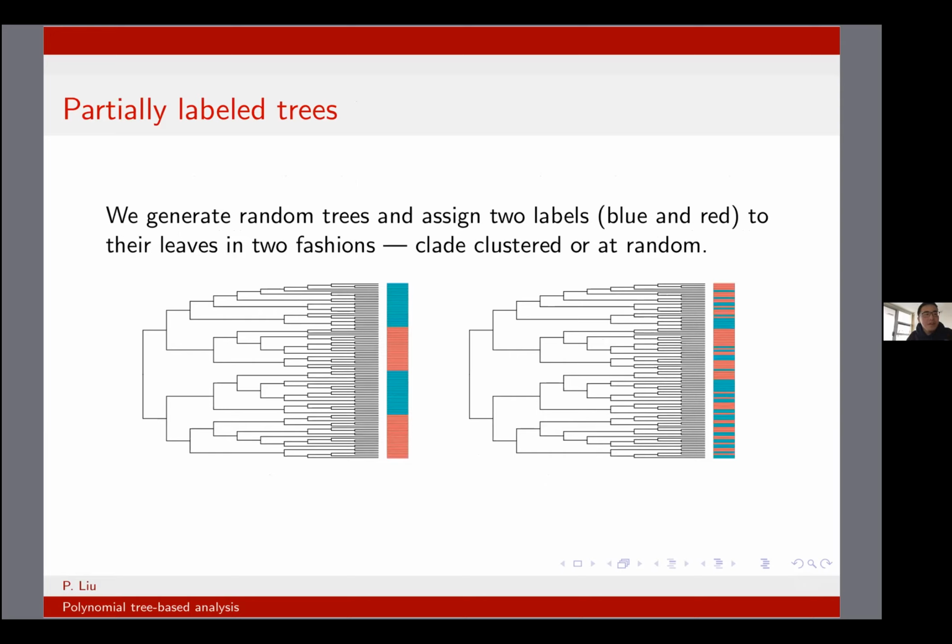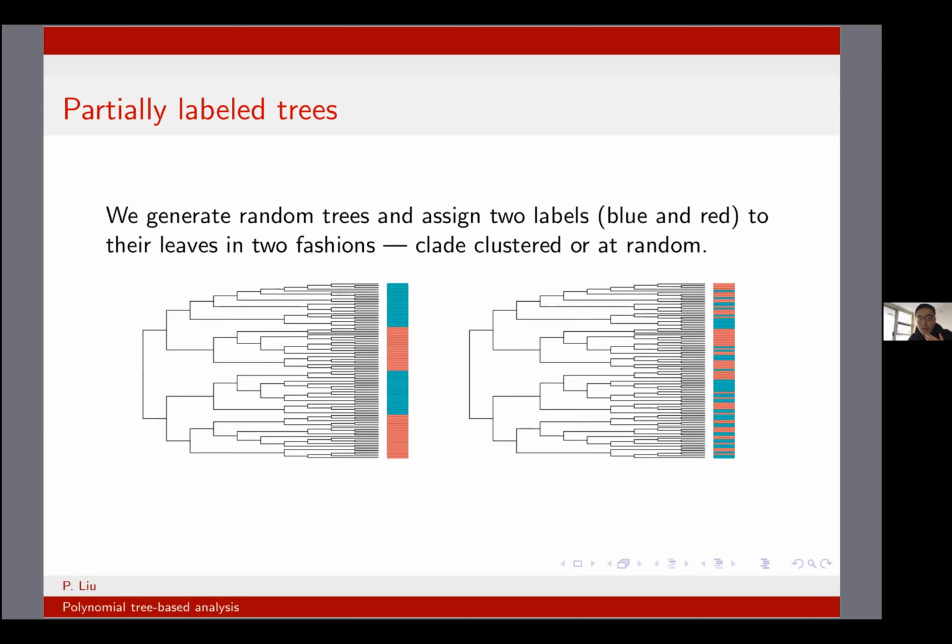Okay. So another thing we're going to investigate is partially labeled trees. For partially labeled trees, we're mainly interested in leaf-labeled trees. And the labels can mean a lot of things.